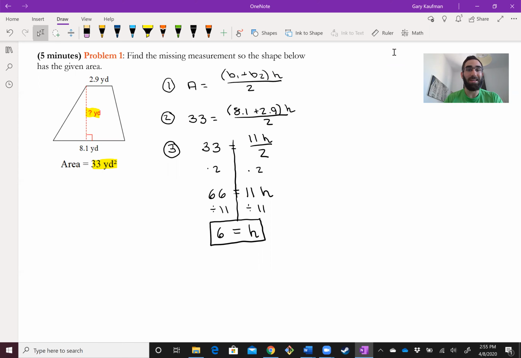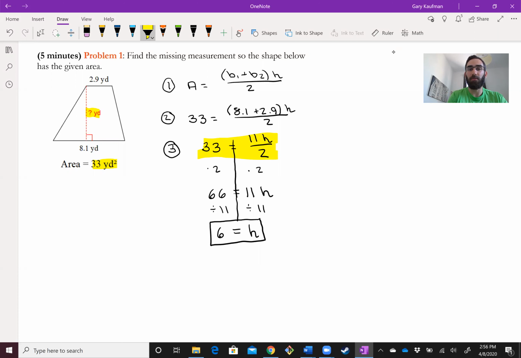I started by thinking about the area formula, because that's the information that connects all of it. I knew that the area was 33, so I substituted that in. I knew both base measurements, so I plugged those in. I then realized that I could simplify that, because 8.1 plus 2.9 is 11. I can do that. So then all of a sudden, I was left with this relationship.